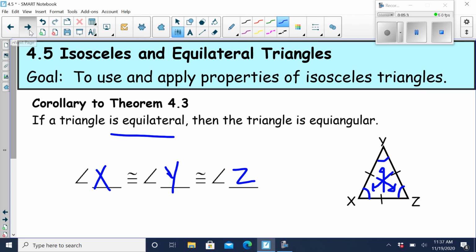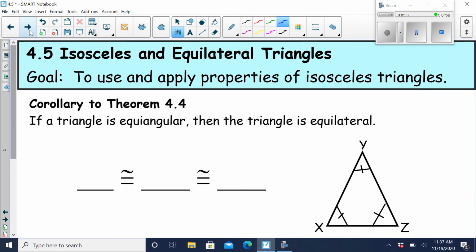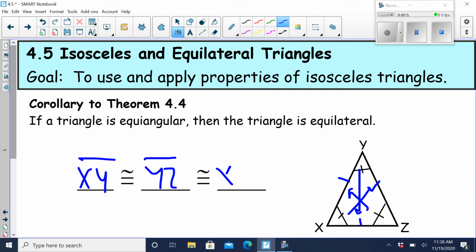Now the next one is going to be the converse of that corollary. It says if a triangle is equiangular, then it is equilateral. So using that same idea, if I have three congruent angles, and I go to the opposite sides, these are congruent, and going to this opposite side would be congruent as well. So I'm going to say XY is congruent to YZ, which is congruent to XZ.